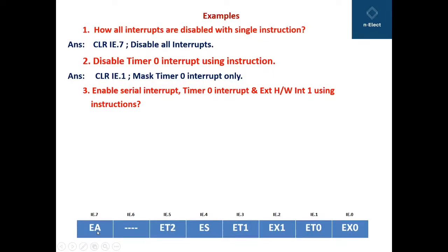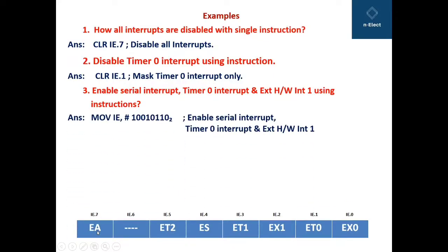So in order to set these 4 bits, we can write the instruction either this way as MOV IE, that is move the data 10010110 into the interrupt enable register. Why will this be data? Because the hash sign is preceding this binary number. So if the hash sign is preceding a number, it means this is data, or this will be treated as data.